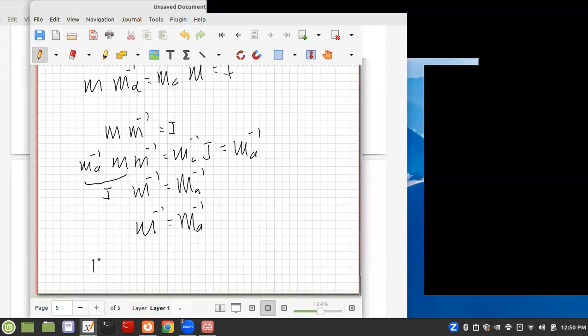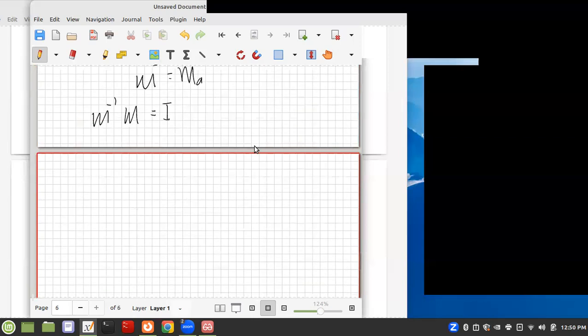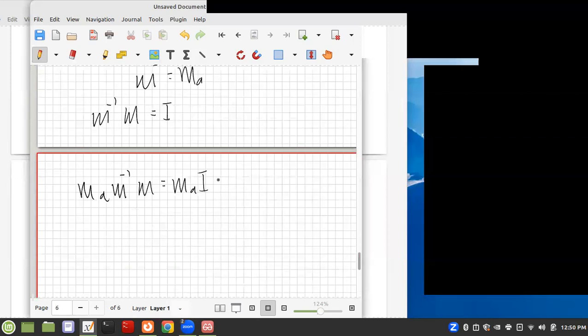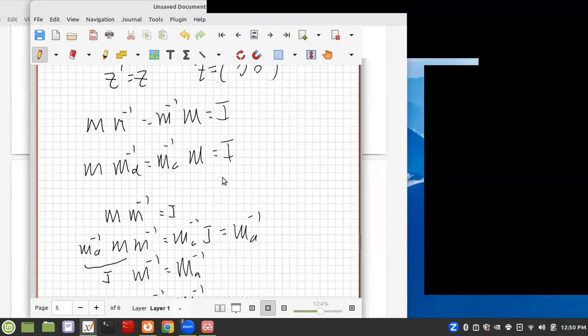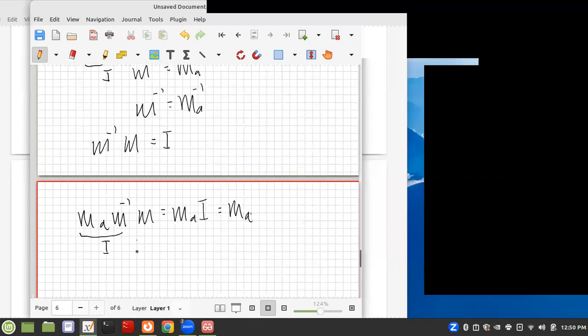Oh, yeah. So if we start from M inverse M equals the identity, then we can multiply this by M alternate: M alternate times M inverse M equals M alternate times the identity. That's just going to equal M alternate. And because M alternate inverse M is the identity, this is equal to the identity times M, which equals M alternate. And that means that M inverse equals M alternate.